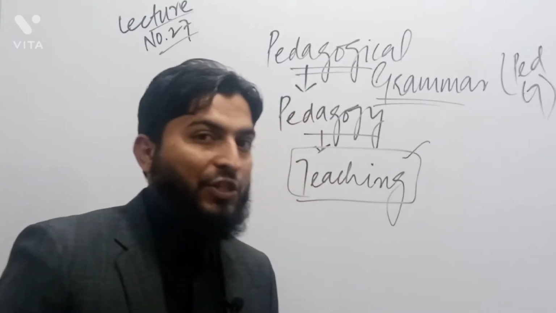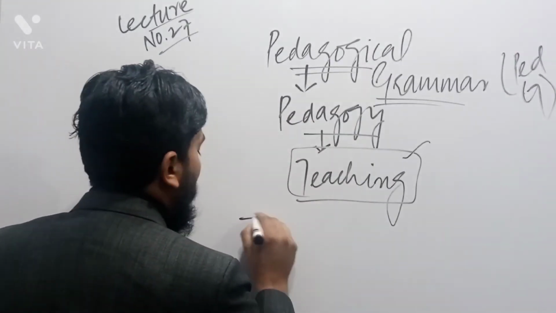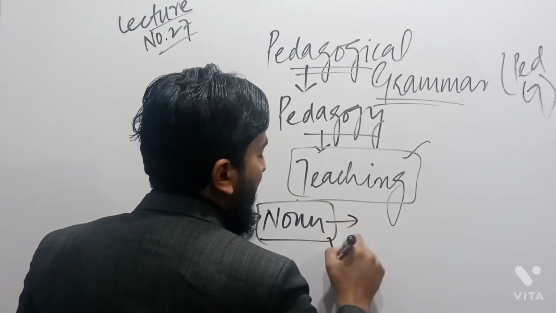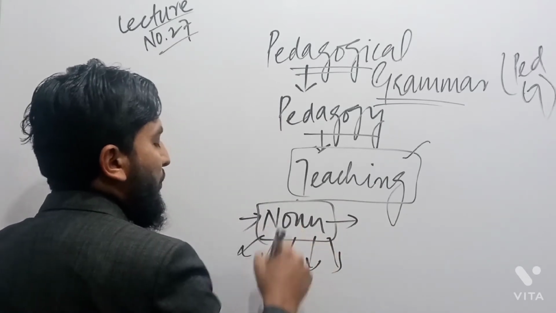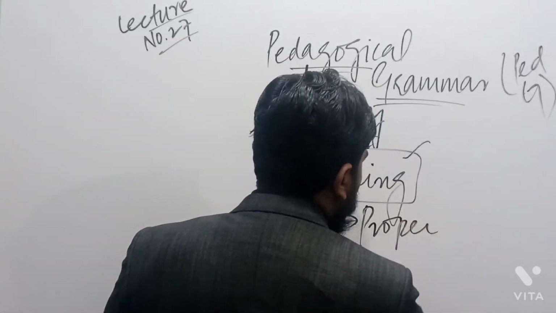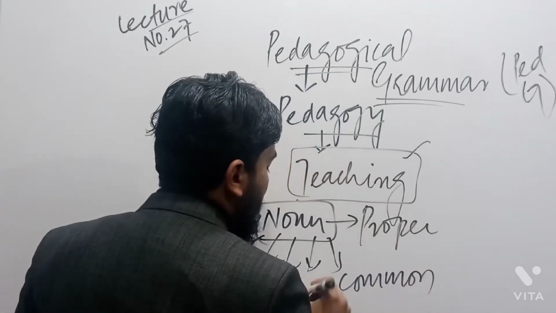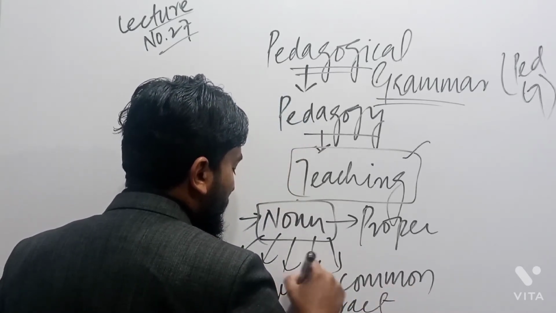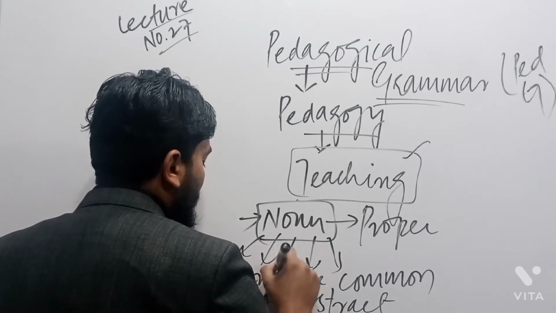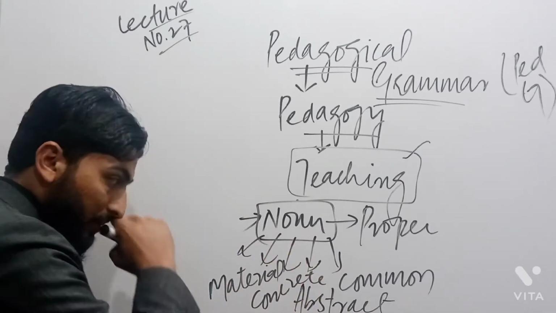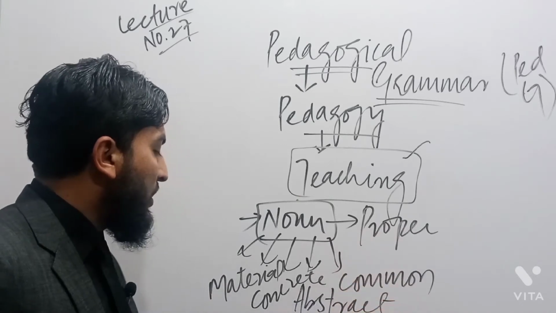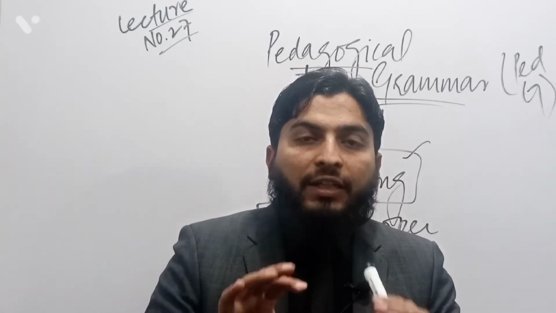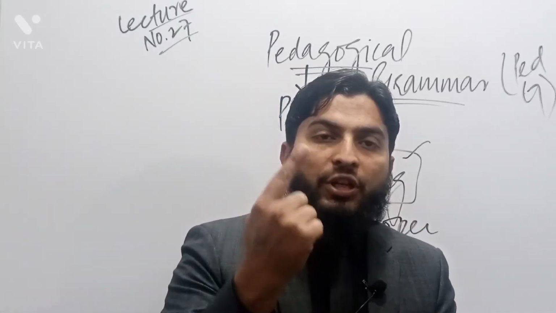Now, how should I understand my students? I can understand my students in this way: suppose I design one pattern, that is noun. For noun I have many things, but I express just the kinds. One is proper, one is common, one is abstract, one is concrete, one is material, etc. So we have these different kinds in just one noun.